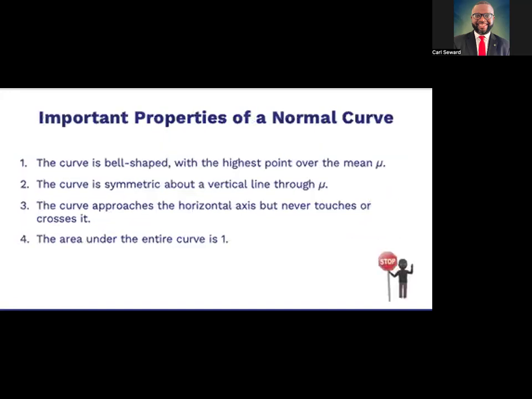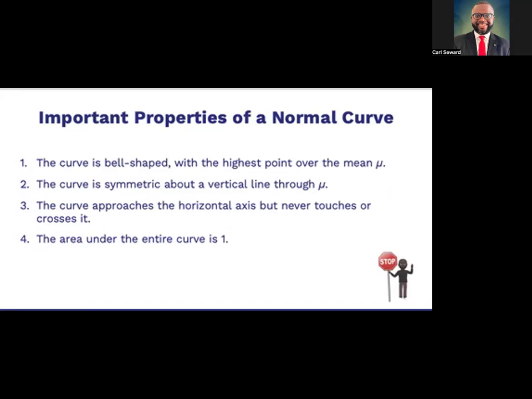Let's review the must knows that you need to know for the normal curve. Number one, it's a bell-shaped curve where the tallest peak of the curve is at the mean. It is perfectly symmetrical, so the left mirrors the right, and the right mirrors the left.